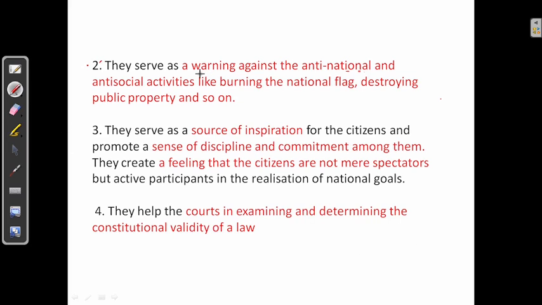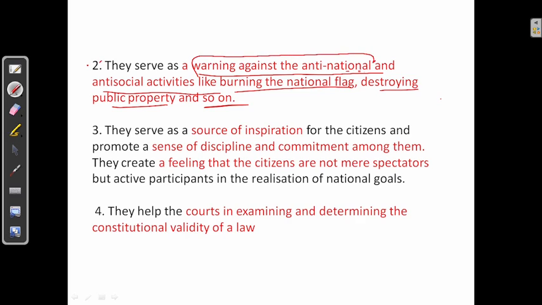Next, they serve as a warning against anti-national and anti-social activities like burning the national flag, destroying public property and so on.